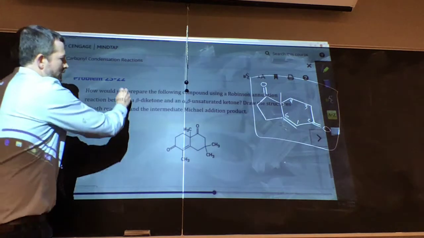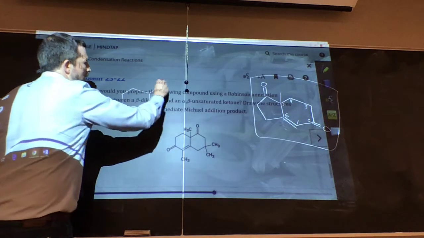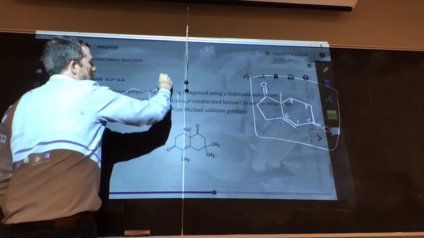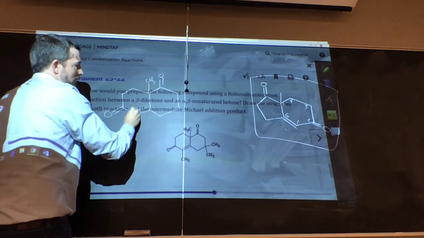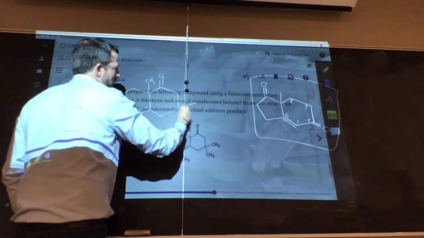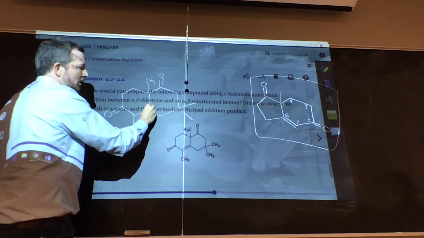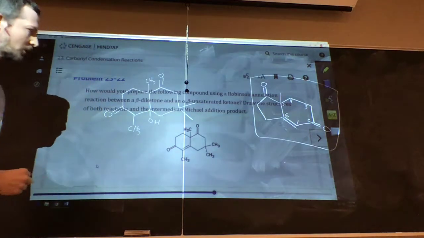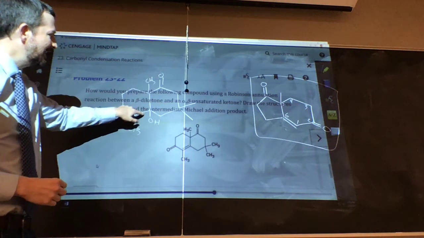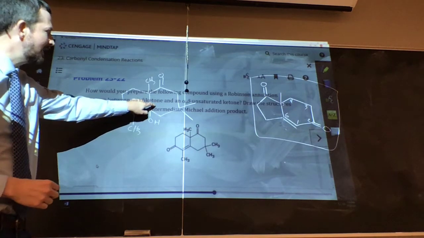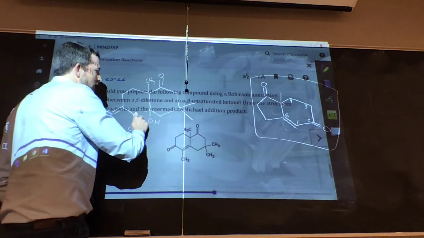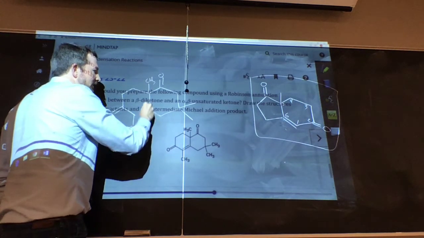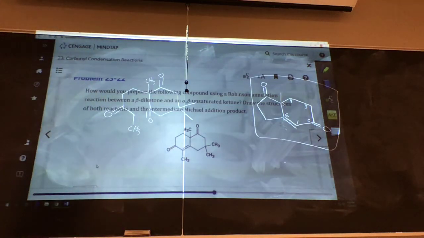So let's just work backwards. I'm going to take off that double bond and put an OH group there. Remember, I always form that double bond. So I know that attached to that position. So this must be my alpha position that attached to that carbonyl. So this is where my C double bond O was before my intramolecular aldol reaction.